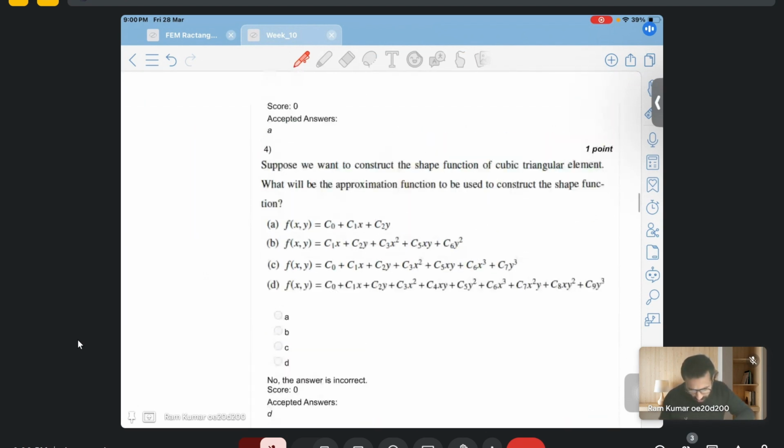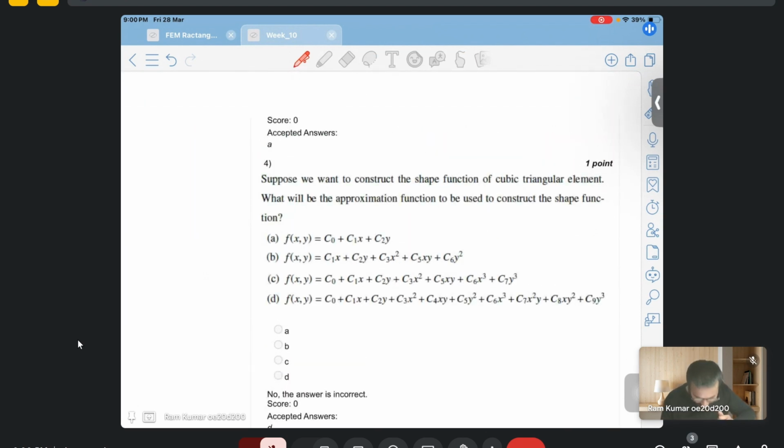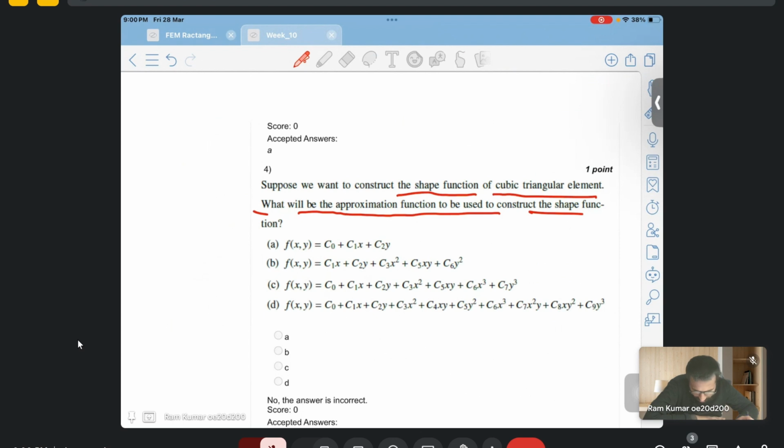Now suppose we want to construct a shape function for a cubic triangular element. What will be the approximation function used to construct this shape function? I think you know the answer: D should be there, the complete cubic polynomial. But how do we get this function?